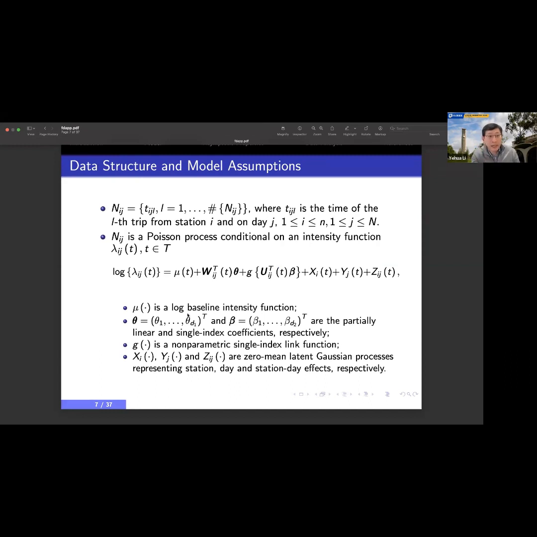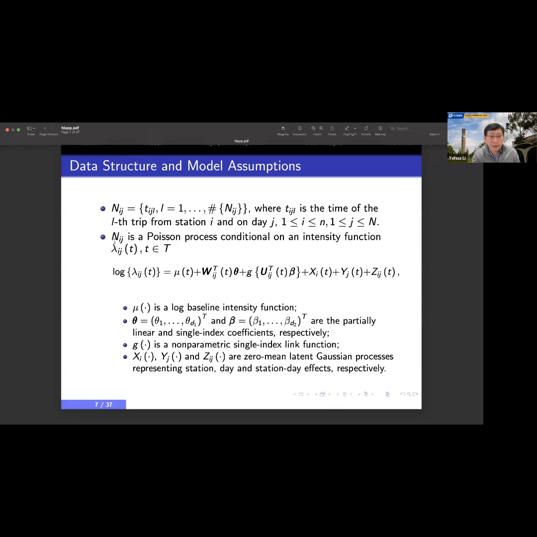Okay, so let's summarize the data structure. Capital N_ij is a collection of time points. This is the point pattern we're talking about, the intraday bike sharing activity. The time points are the trips from station i on day j. We're just modeling this time within a day. Little n is the number of stations; we have 410. Capital N is the number of dates. For now, we focus on 1 month, so capital N in our data is 30. Obviously, you can collect more data.